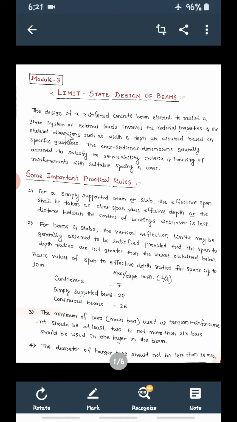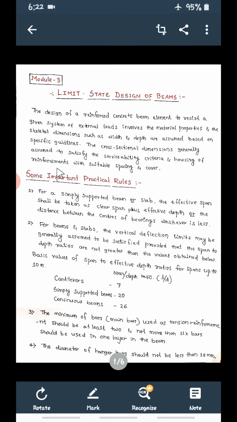Now, as we know, design of a reinforced concrete beam element is to resist a given system of external loads. External loads will be coming on the beam, and to resist these external loads, we are going to assess what size of the beam is required. That is called design. Before going into the design, some practical rules we should know. Especially in actual construction, some important rules will be there, and as civil engineers, we have to follow these rules.